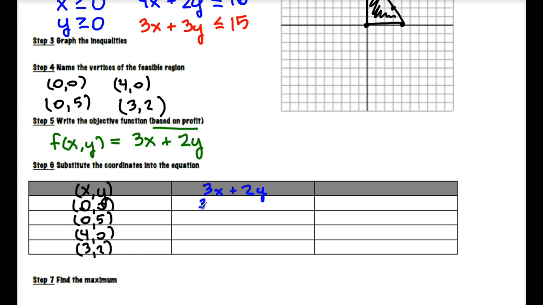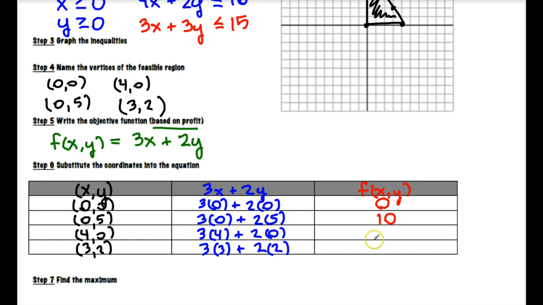So for (0, 0), that would just be 3 times 0 plus 2 times 0. For (0, 5), 3 times 0 plus 2 times 5. For (4, 0), 3 times 4 plus 2 times 0. And for (3, 2), it'd be 3 times 3 plus 2 times 2. Okay, so our outputs for this one are going to be f of x, y. So this first one will get 0. Our second output would be 10, 12, and then 13.